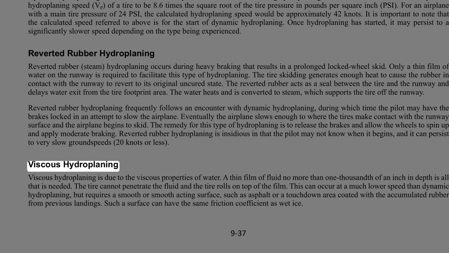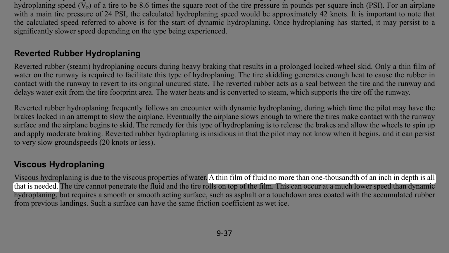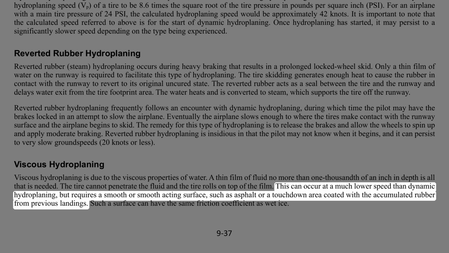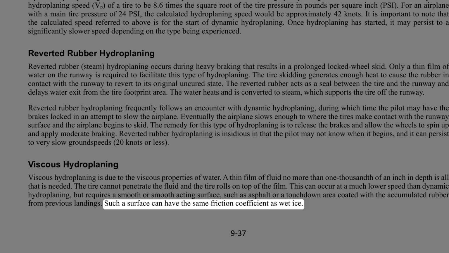Viscous hydroplaning. Viscous hydroplaning is due to the viscous properties of water. A thin film of fluid no more than 1/1000th of an inch in depth is all that is needed. The tire cannot penetrate the fluid and the tire rolls on top of the film. This can occur at a much lower speed than dynamic hydroplaning, but requires a smooth or smooth-acting surface, such as asphalt or a touchdown area coated with the accumulated rubber from previous landings. Such a surface can have the same friction coefficient as wet ice.